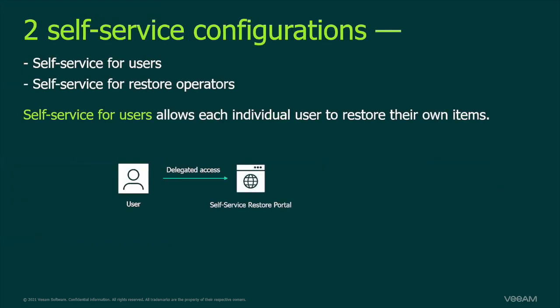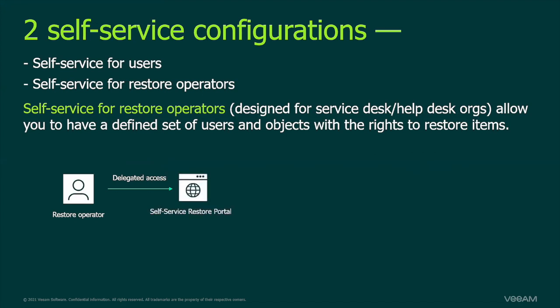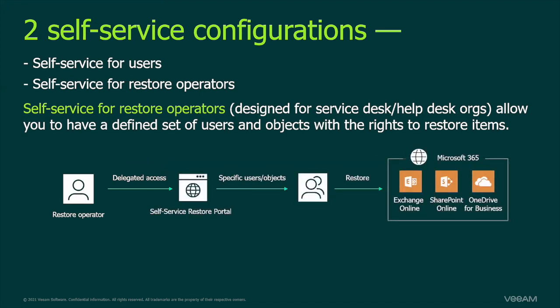So there are 2 types of configurations like I talked about. This is the basic way they work: self-service for users and self-service for restore operators. With self-service for users, the user effectively has individual access to restore their own items, pretty straightforward. And the restore operator can effectively restore on behalf of one or many users, organizations or groups, okay? So it's a very strong offering to start with. And what I'm going to do is demo that last.